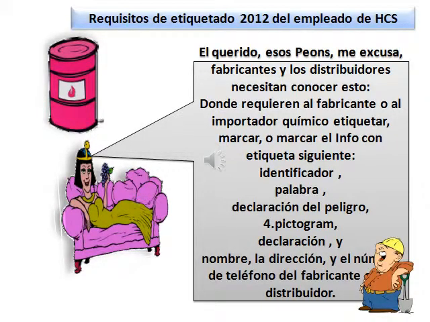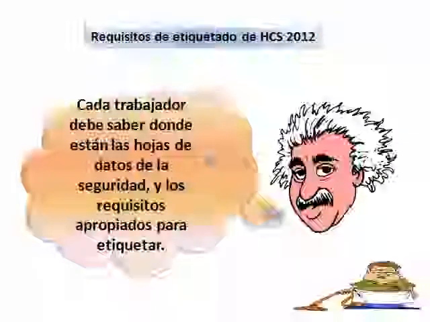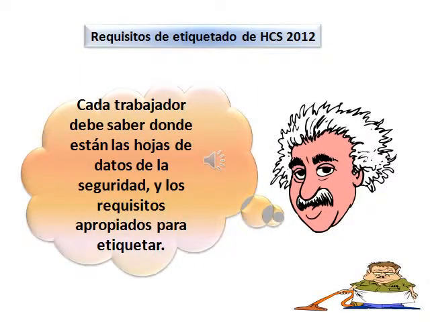Manufacturers and distributors need to know this. The chemical manufacturer or importer is required to label, tag, or mark the following information: product identifier, signal word, hazard statement, pictograms, precautionary statement, and the name, address, and telephone number of the manufacturer or distributor. HCS 2012 labeling requirements require that every worker know where the safety data sheets are, as well as what the proper requirements are for labeling.